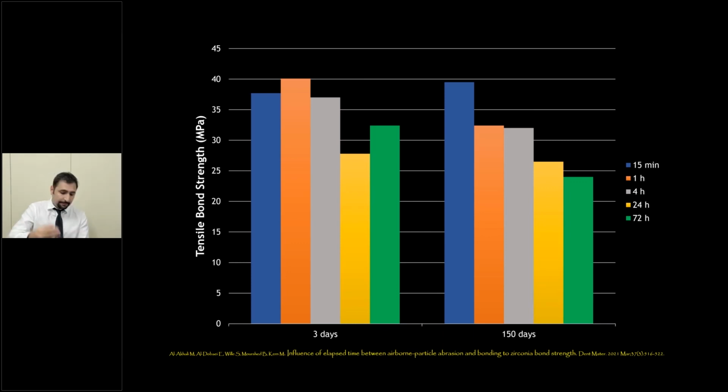If we had sandblasted right away and bonded it right away, we would have had way higher bond strength, around 40 megapascal. But if we wait 72 hours after sandblasting it, we're going to have 25 megapascal. So that's a huge difference between the two, just based on how long we waited until we bonded our zirconia surface.